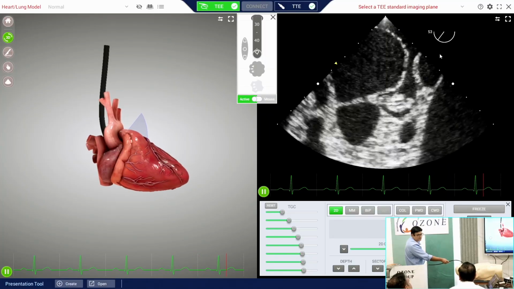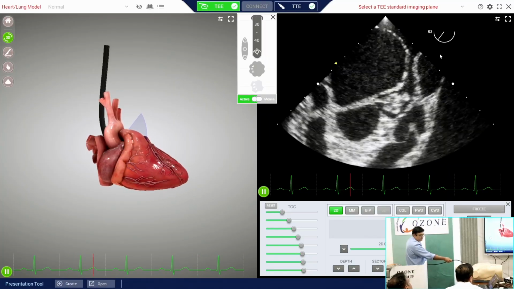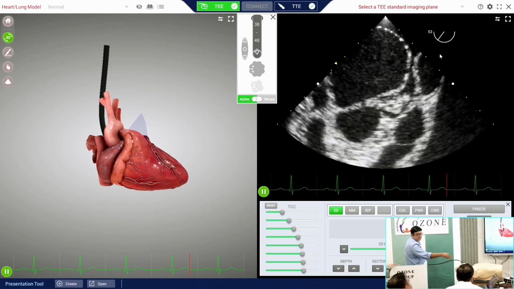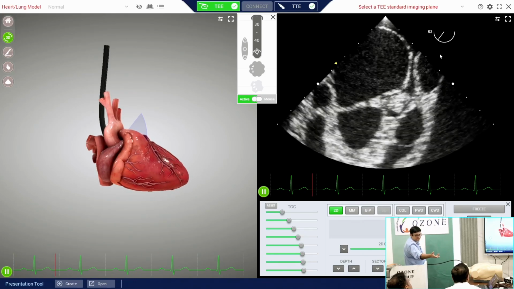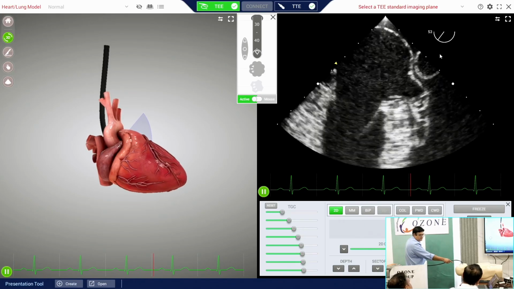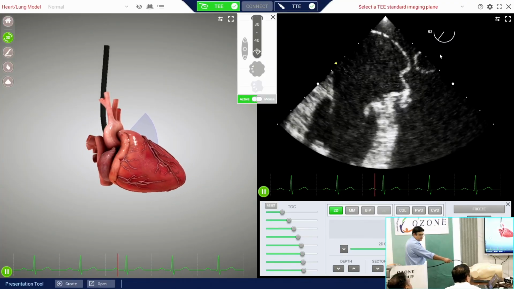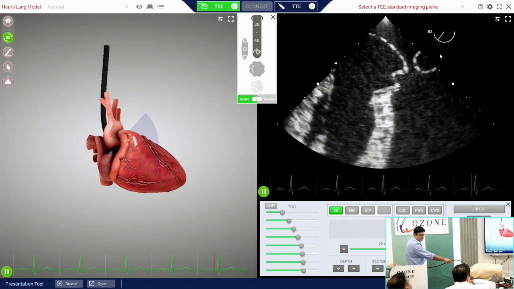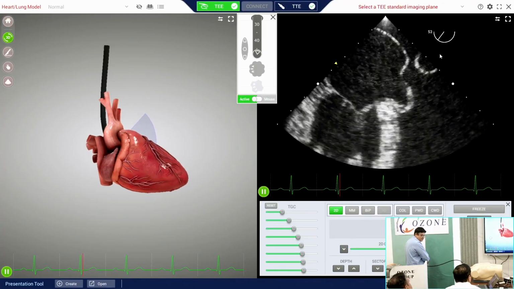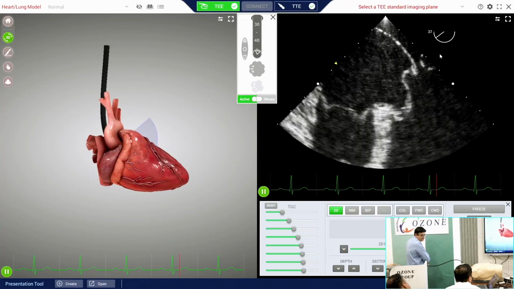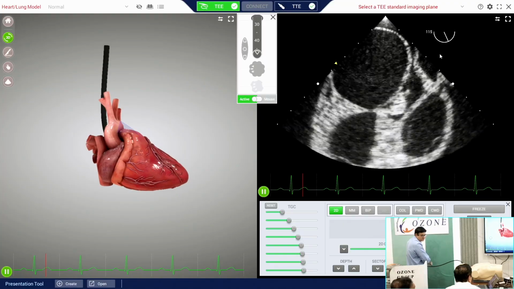I'm turning the probe to the right from mitral commissural. So right will show more of anterior. Okay. Now again I'm coming back to my mitral commissural and going to the left. It will show more of posterior. Okay. Same thing happens even in the long axis.